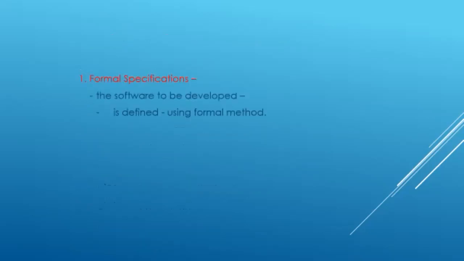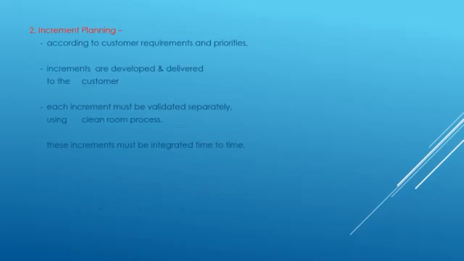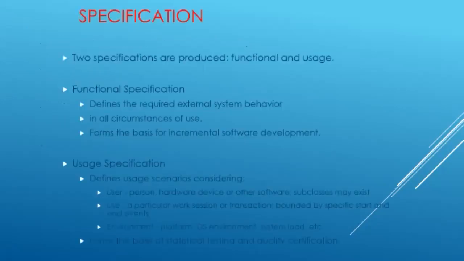In the formal specification, the software to be developed is defined using a formal method. In the second, increment planning, according to customer requirements and priorities, increments are developed and delivered to the customer. Each increment must be validated separately using the clean room process. These increments must be integrated from time to time. Specifications: here, two specifications are produced, functional and usage.